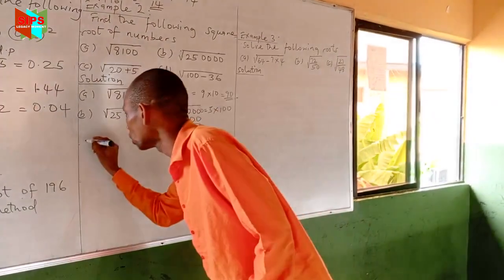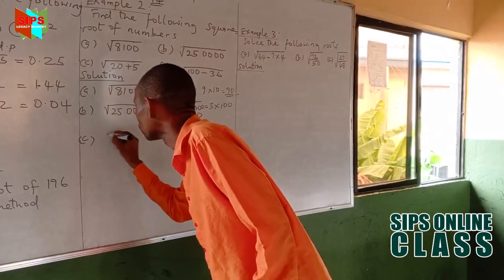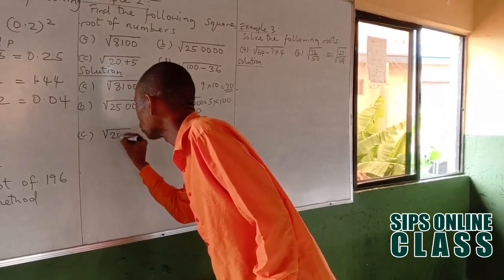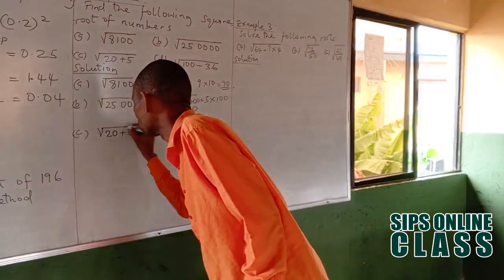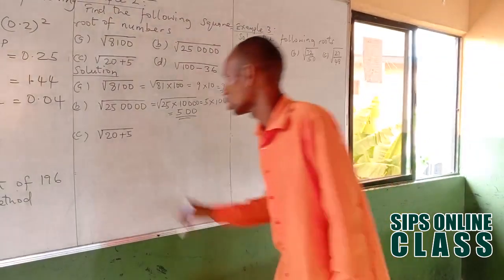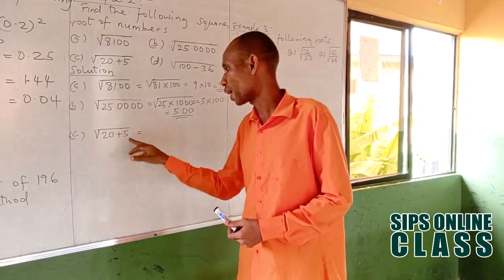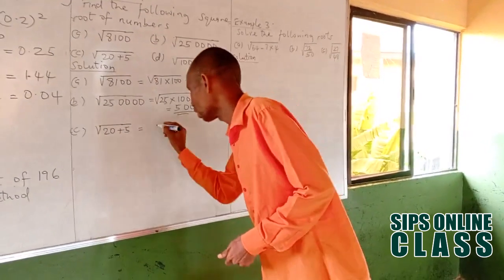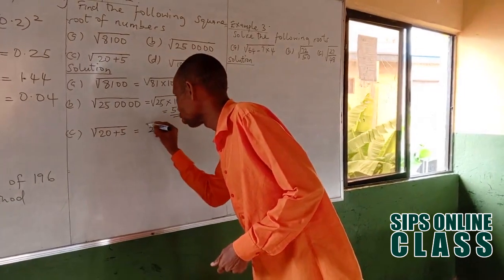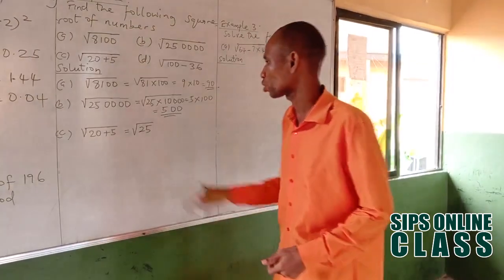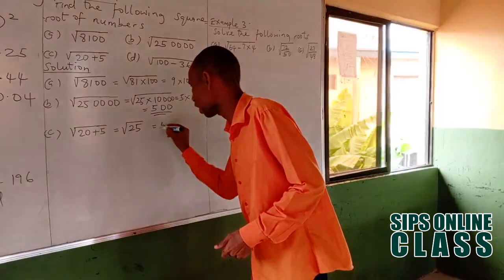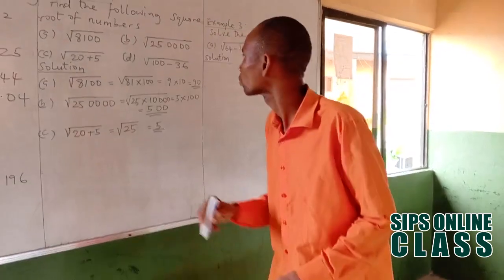So let's go to C, part of the question. C says square root of 20 plus 5. In this case, we are talking about addition here. We add 5 to 20. It gives us root 25. Now square root of 25 will give us 5, because 5 times 5 is 25.